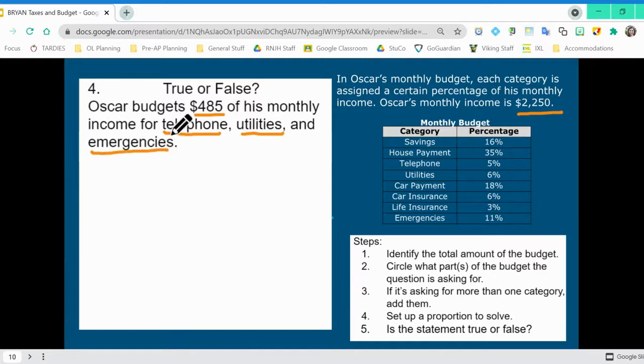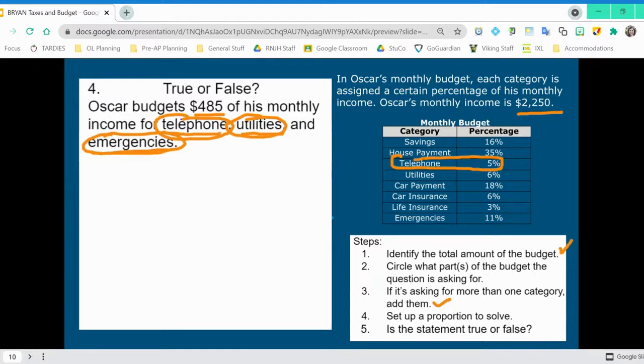So we already know his total. We said that was $2,250. We're going to circle those 3 parts. This one's looking for 3 different things: telephone, utilities, and emergencies. If it's asking for more than one category, we want to add them up. So we're going to look for those 3 things in our budget.